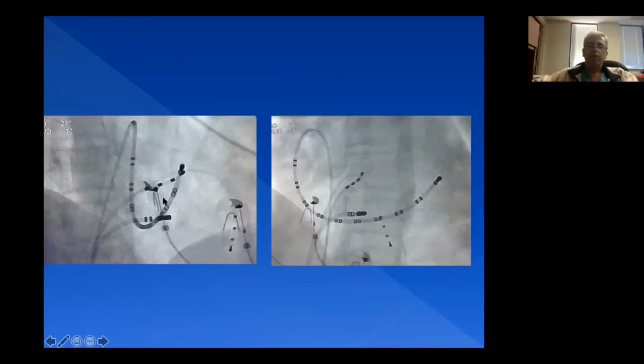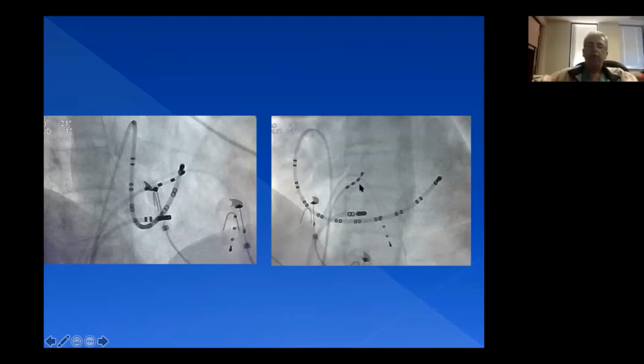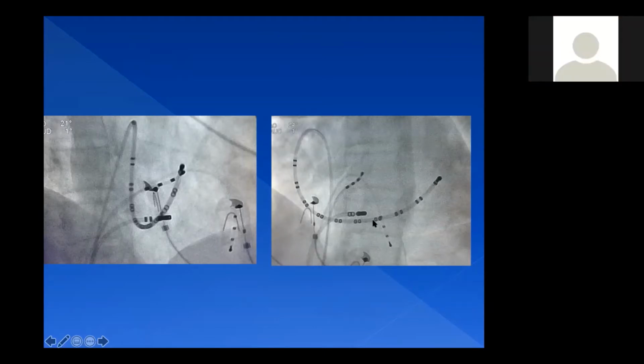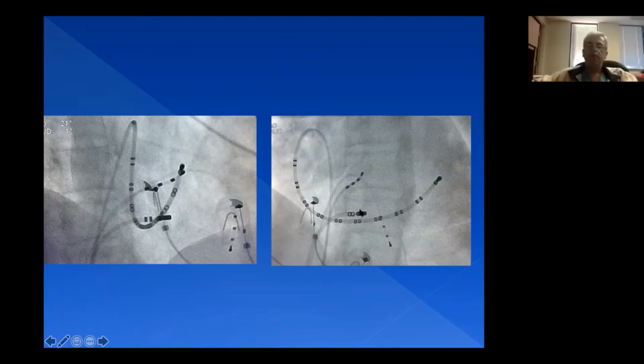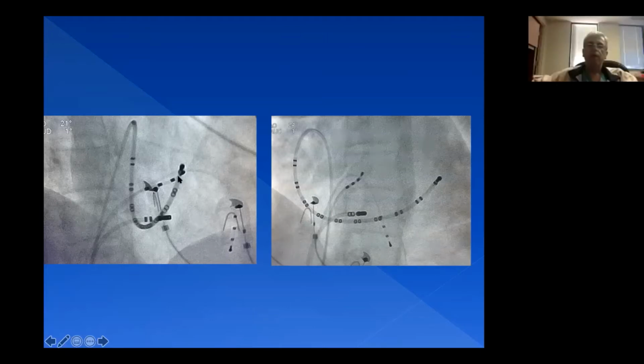On X-ray, this is what it looks like. In RAO, this is an LAO projection. In LAO projection, you have the His catheter, you have the CS catheter. This is the CS, you have the RV catheter, and this is the ablation catheter in the successful ablation site, positioned in the slow pathway area at the bottom of that triangle of Koch at a safe distance from His bundle recording.